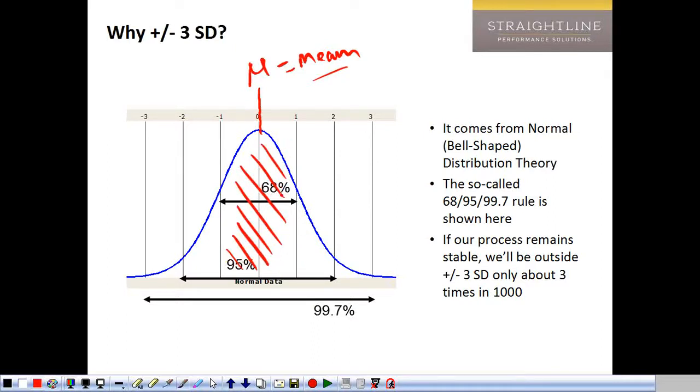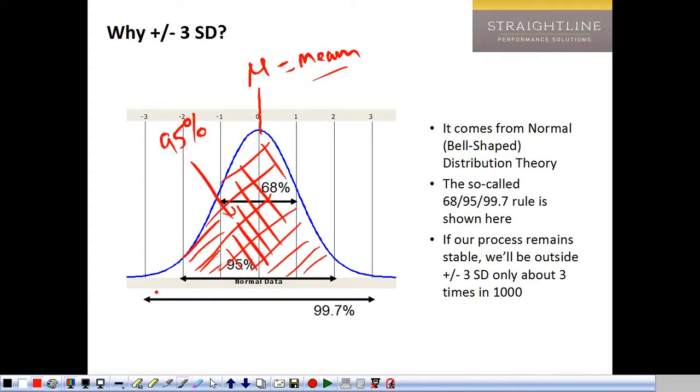That's 68% of the data. Now I've just scratched it out, that was brilliant of me. There, 68% of the data fall within plus or minus 1 standard deviation. Within plus or minus 2 standard deviations, and I'll red hatch that in the other way, we get 95% of the data.